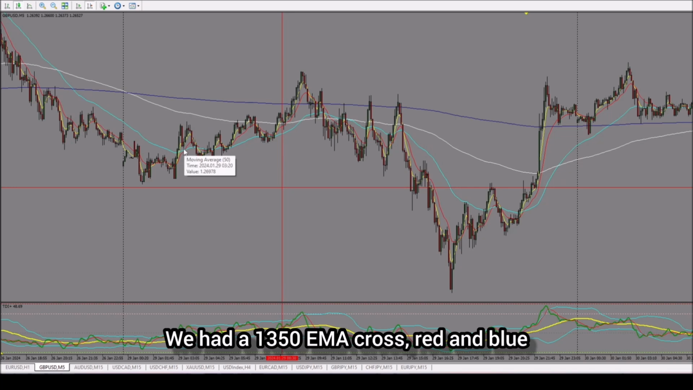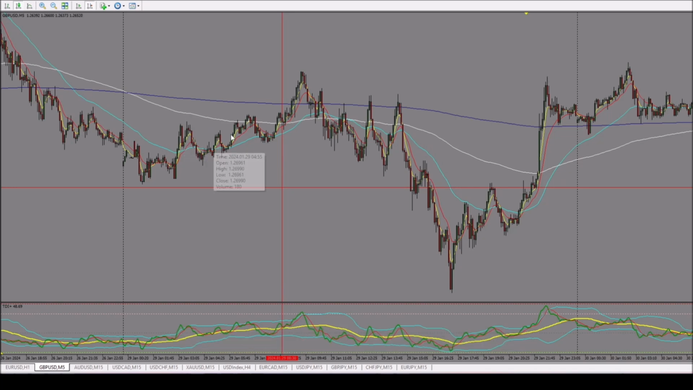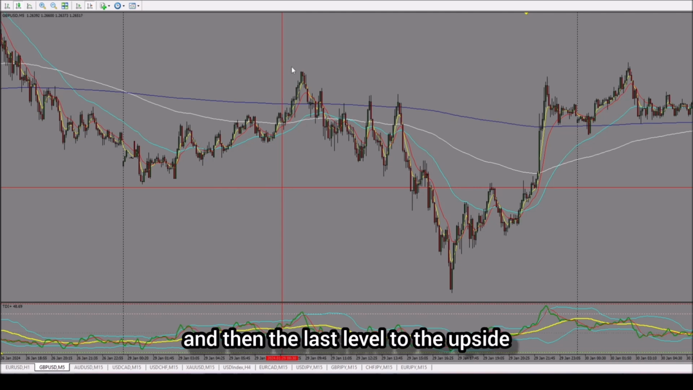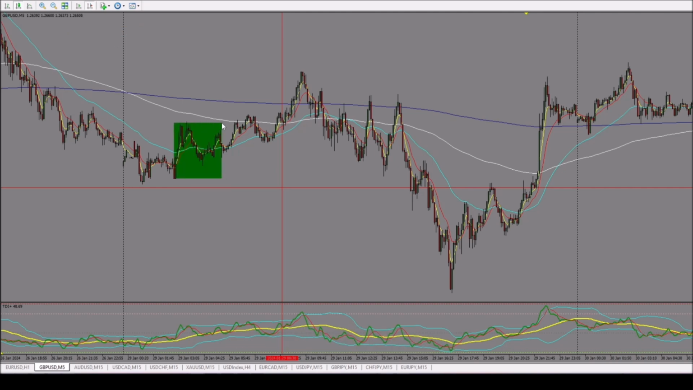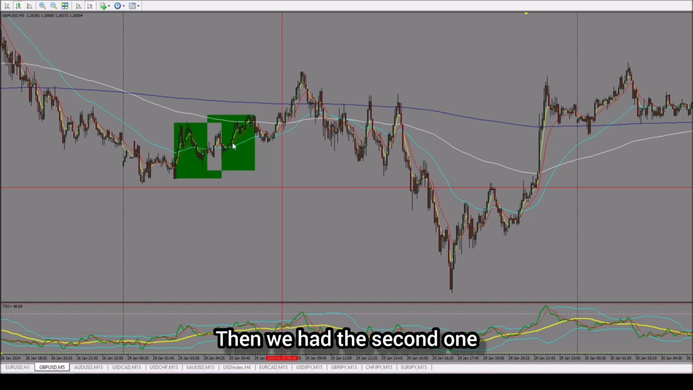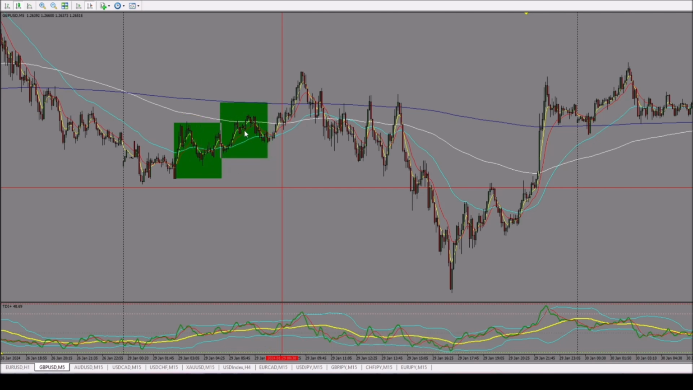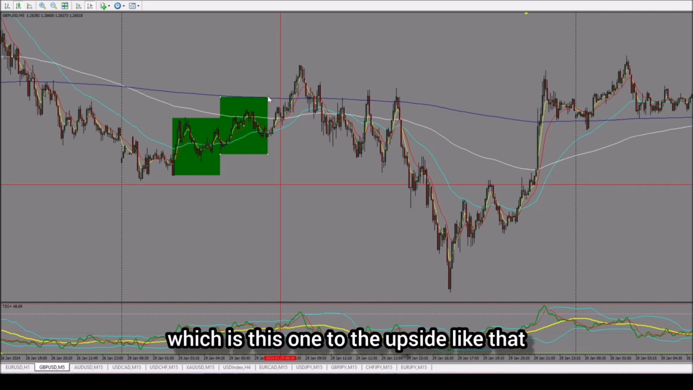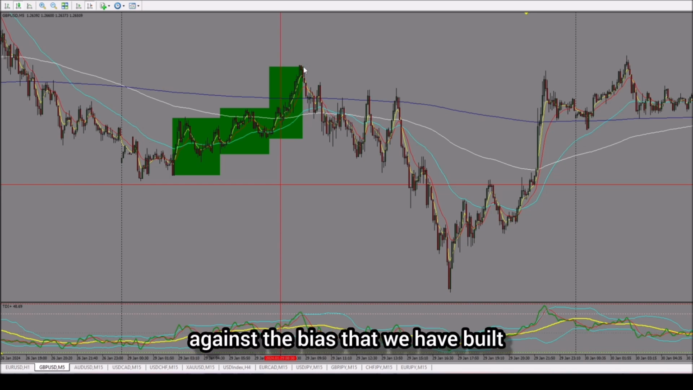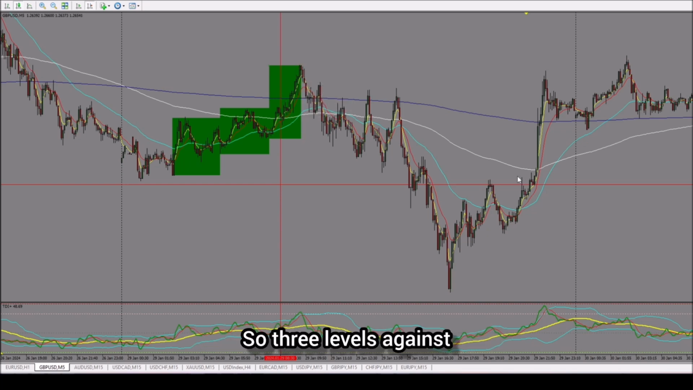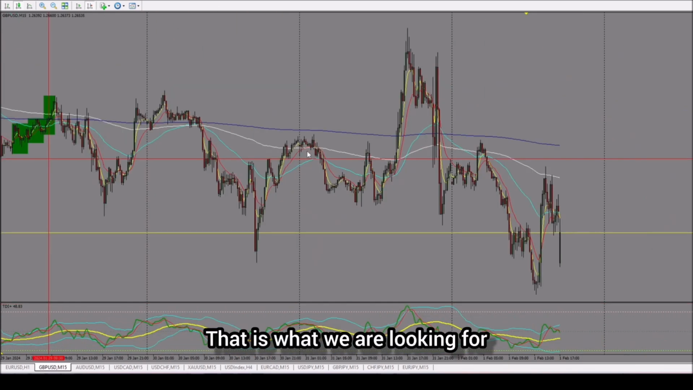We had a 13 and 50 EMA cross, red and blue, then bounce on the 50, rise, bounce on the 50, and then the last level to the upside. Marking those levels, they will look like first one, then we had the second one, and then the last one, which is this one to the upside, like that. So after 3 levels against the bias that we have built, that is where we'll make our entry. So 3 levels against what we are expecting, that is what we are looking for.